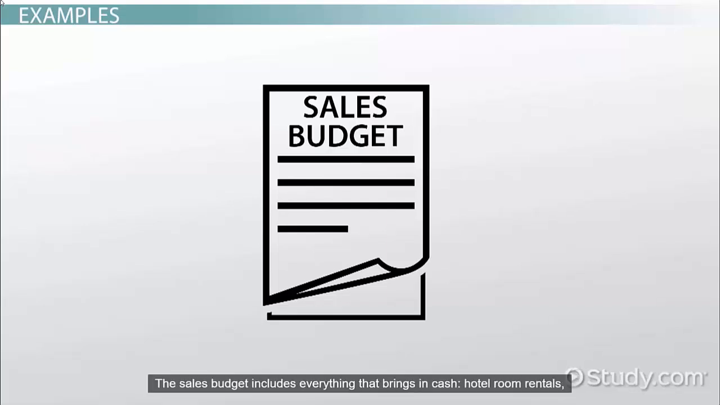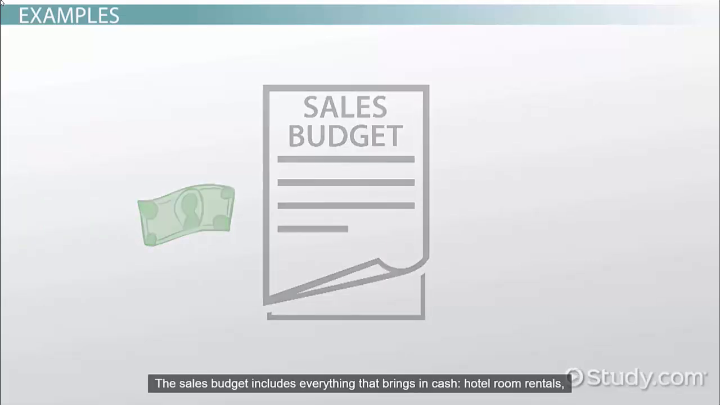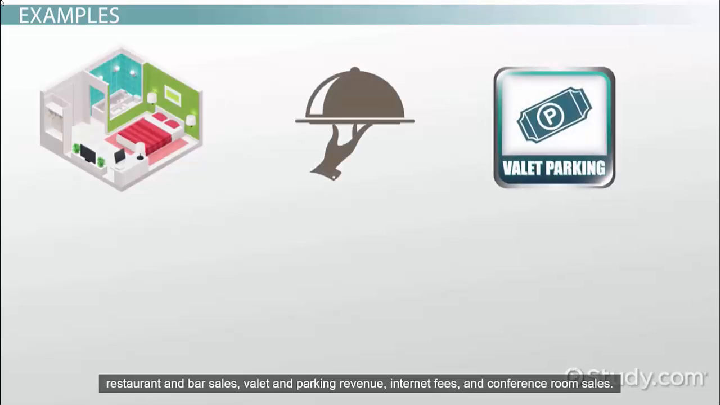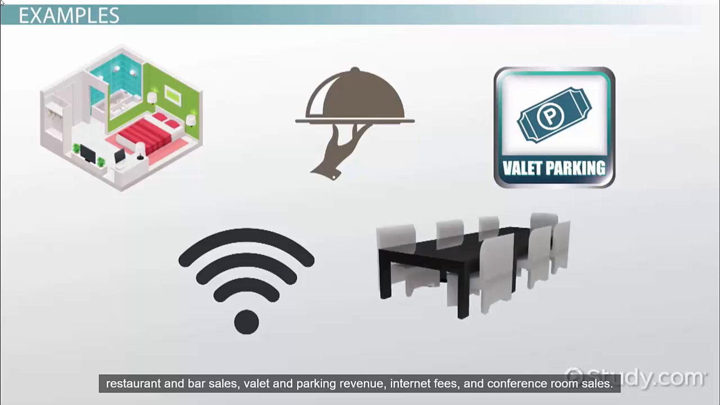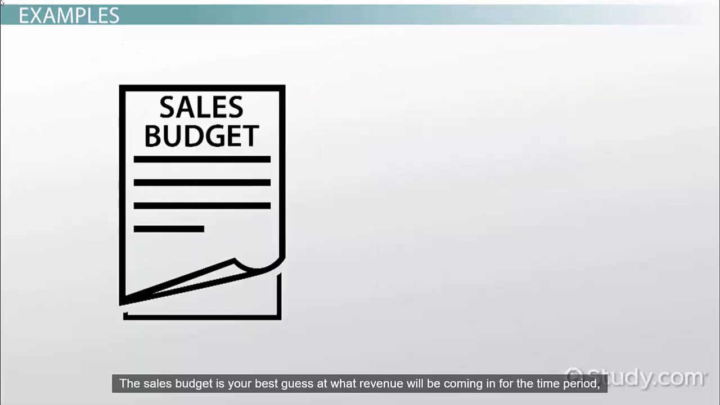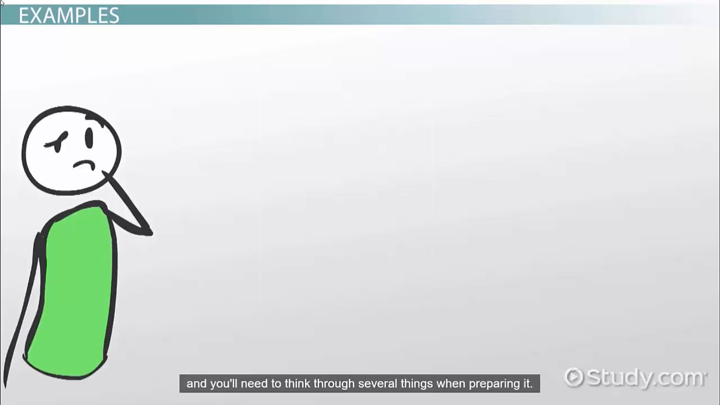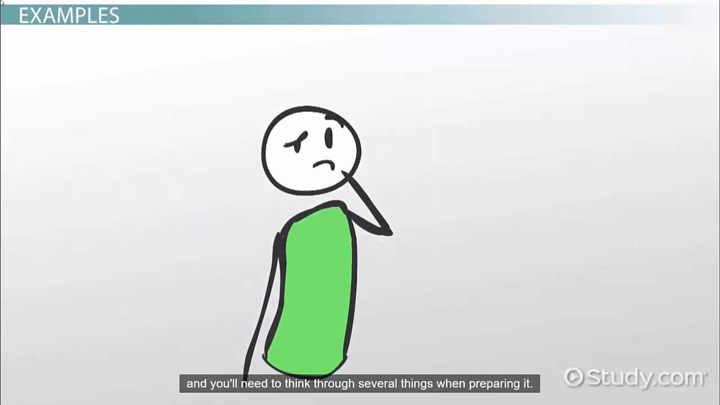The sales budget includes everything that brings in cash: hotel room rentals, restaurant and bar sales, valet and parking revenue, internet fees, and conference room sales. The sales budget is your best guess at what revenue will be coming in for the time period, and you'll need to think through several things when preparing it.